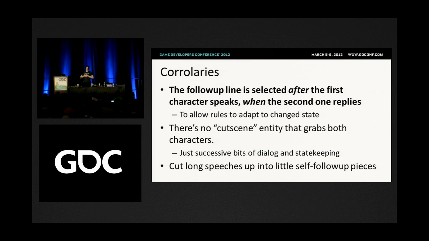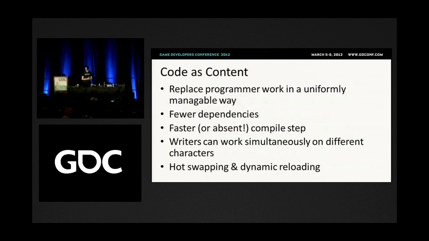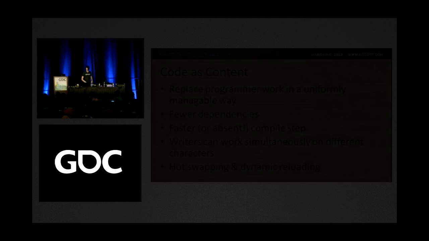It is also helpful if you have long speeches to cut them up into little pieces where the character says something and then sends a follow-up to himself. That way, if you have these long monologues, they can automatically bail out if something happens. It also means that you've blurred the line between code and content here, usually a good thing. It means writers can do work that otherwise they would have had to wait for programmers to do for them. You have less dependencies, less merge conflicts, no compile time. Typically, it's easier to edit and continue script than code, right?